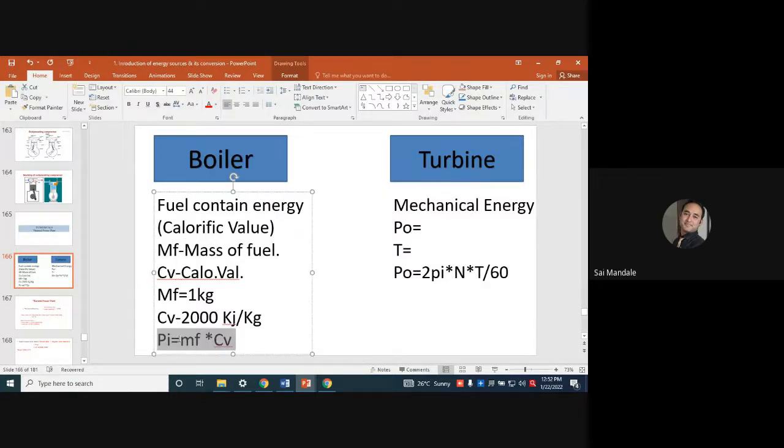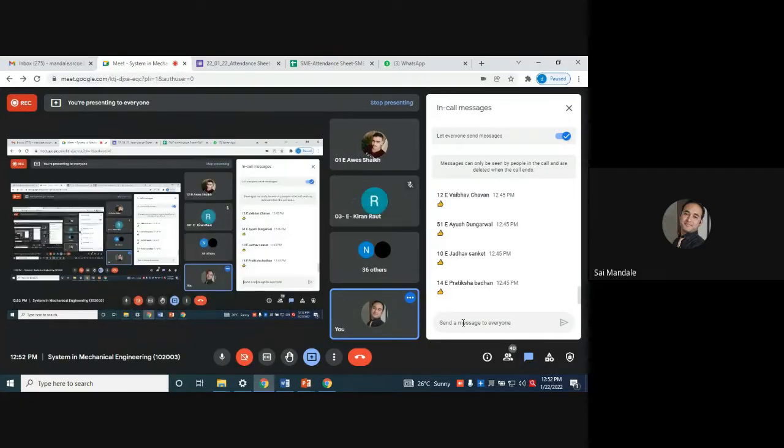we have to calculate. So I guess each one of you has now understood how much energy is given. If the amount of fuel is given to you and the calorific value is given to you, you can easily identify the amount of energy developed inside the boiler. Am I right? Am I audible to each one of you?